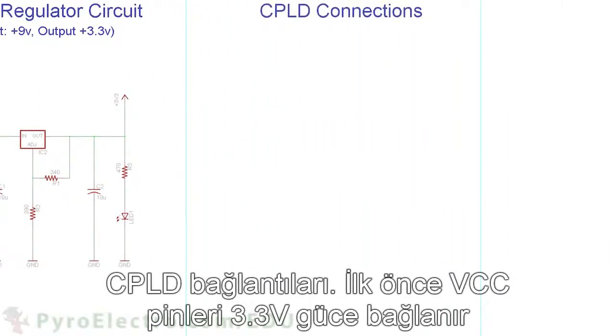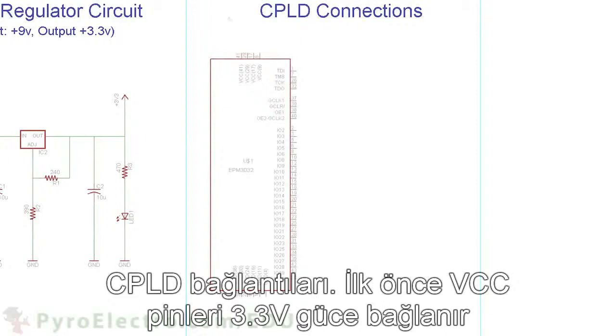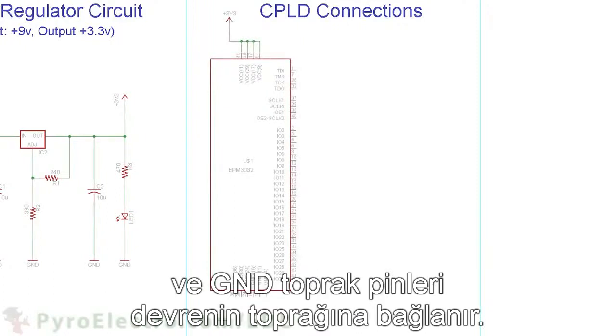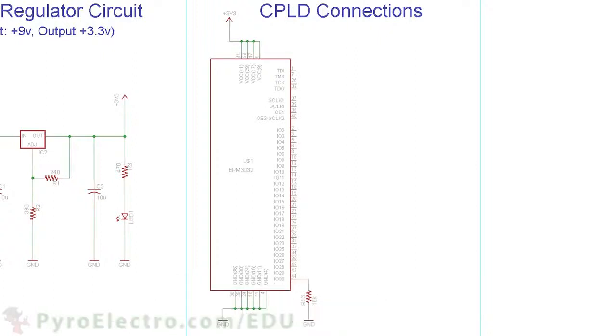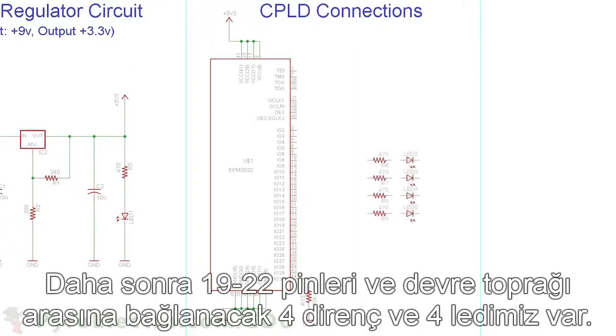The CPLD connections first consist of the VCC pins connecting to 3.3 volt power and the GND ground pins connecting to the circuit ground. The reset at pin 44 connects to a 10 kilo ohm pull-down resistor going to circuit ground. Then we have our 4 resistors and 4 LEDs going from pins 19 through 22 to circuit ground.